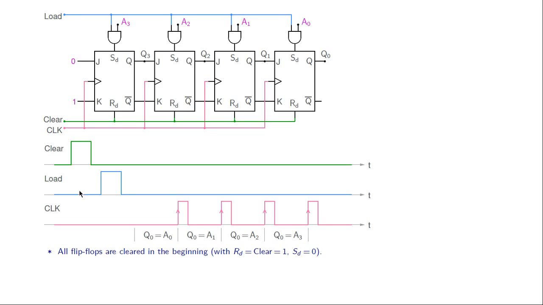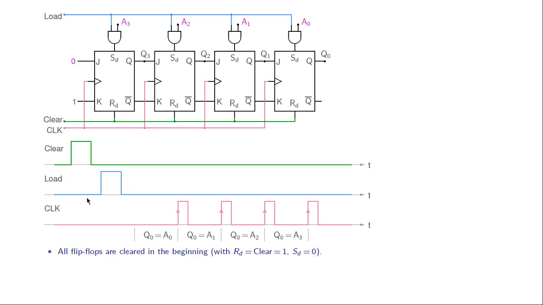At this time we have load equal to 0, so the output of this AND gate is 0, and so are the others. So therefore SD is 0. The clear input is high, so therefore RD is 1. So we have SD equal to 0 and RD equal to 1, and that will clear the flip-flop. That means Q3 will be made equal to 0, Q2, Q1, Q0 will also be made equal to 0.